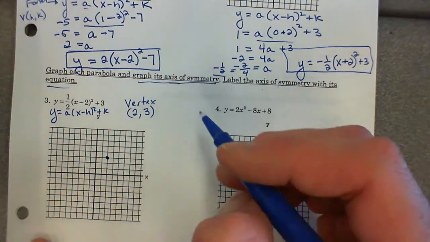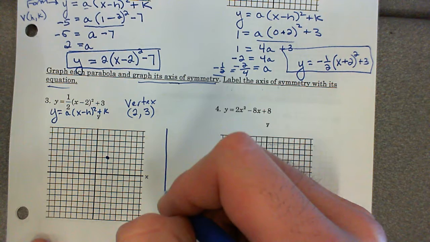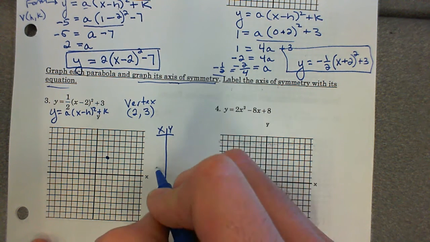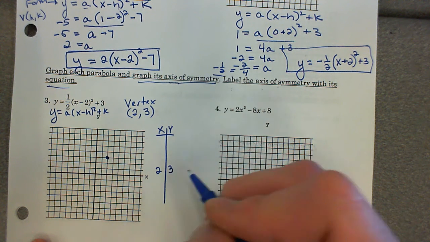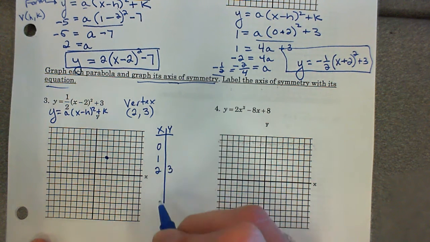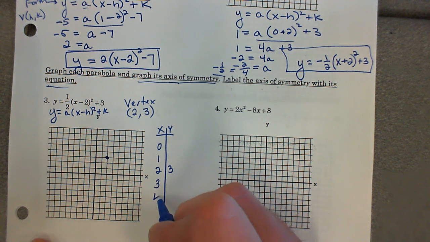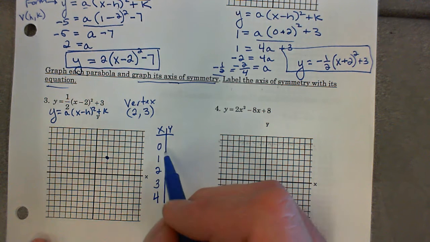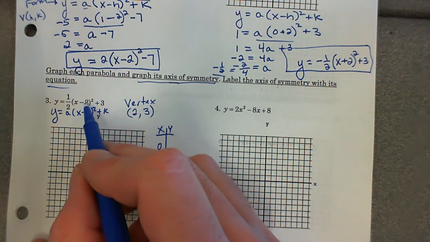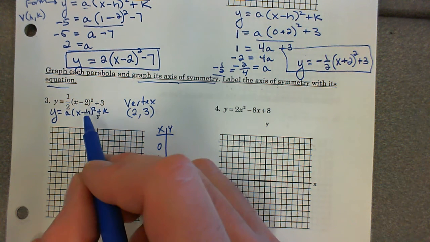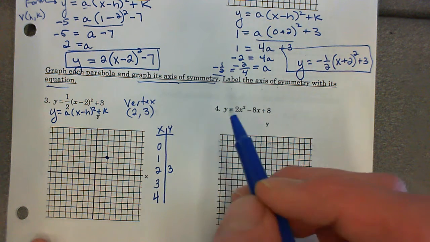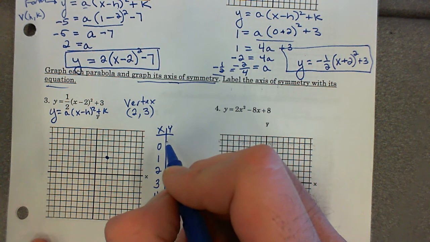So if we're going old school here, here's x, here's y. And we're going to put our vertex in the middle, 2 and 3. So then points smaller than 2 would be 1 and 0. Greater than 2 would be 3 and 4. So if we plug in 0 to our equation for x, this is 0 minus 2, which is negative 2 squared, which is 4. Half of 4 is 2, plus 3 is 5.